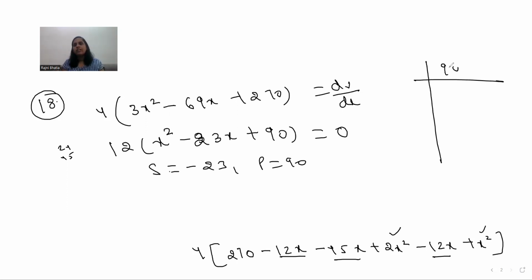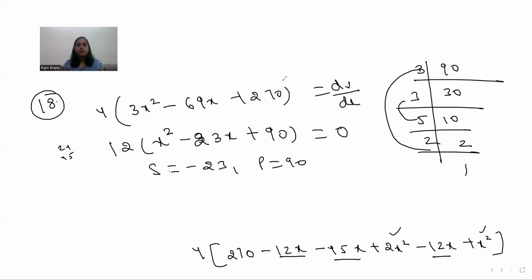In order to find it out, I'll take out the prime factorization of 90. 15 and 6 is going to give me 21, but I need 23. So I have to look out for some other factors. 10 and 9 is going to give me 19. So I have to look out for another factor. 3 into 3, 9, 9 into 2, 18. 18 and 5 will give me 23.